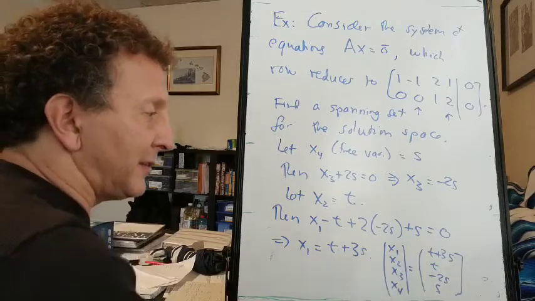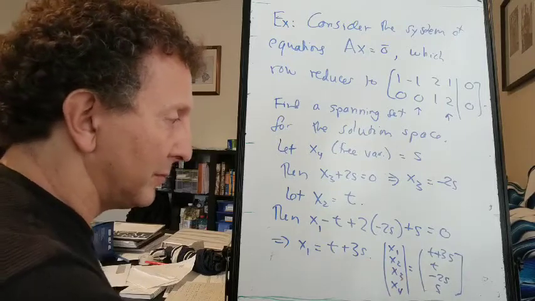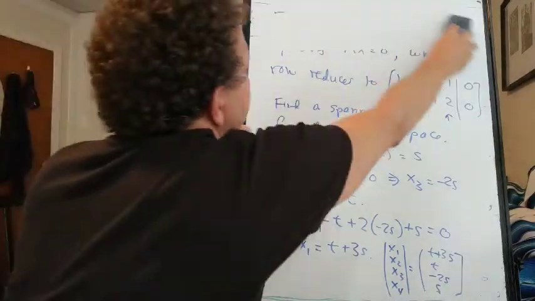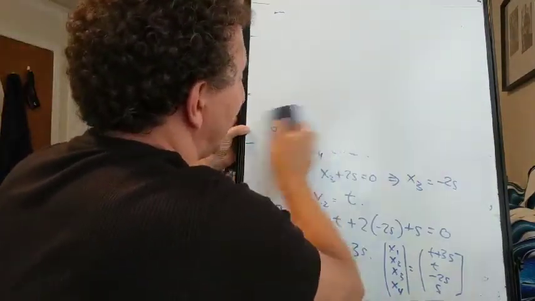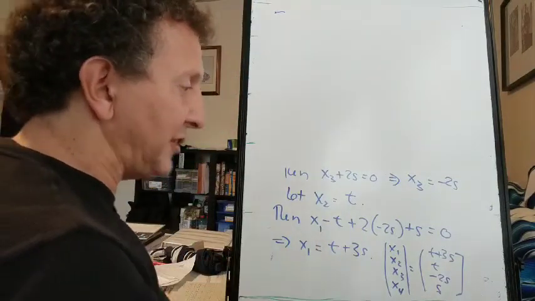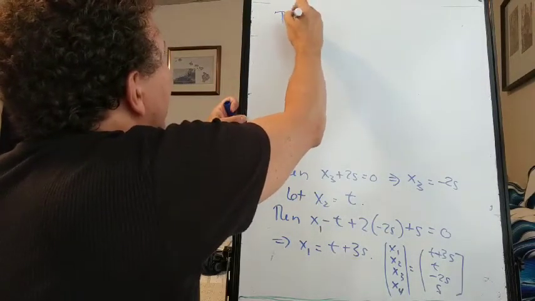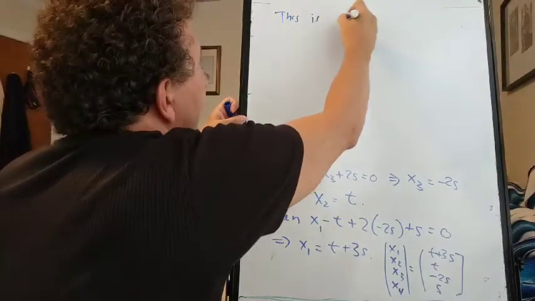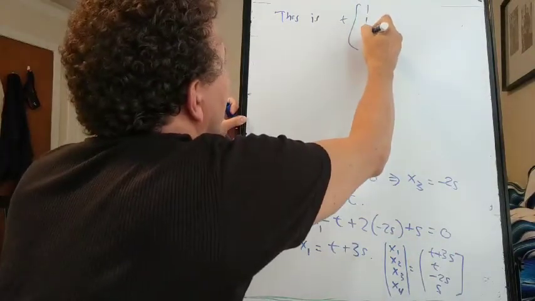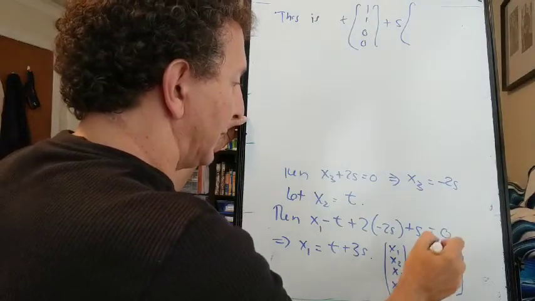All right, and now we can see these two parameters, s and t, these two unknown constants. And those are what are going to help us find a spanning set. So we sort of look at them separately. How does t enter into this, and how does s enter into this? So this is t times 1, 1, 0, 0 plus s times 3, 0, negative 2, 1.